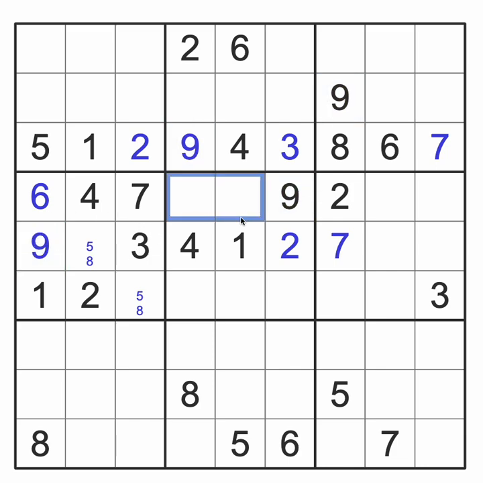And now this 6 blocks these. This 6 and this 6 blocks these. Gives me 6 here. And this 6 blocks here. This 6 blocks these. This 6 blocks here. Gives me 6 here. So this can only be 5 or 8 because that's what's missing from this row. And now this 6 blocks these. This 6 blocks these. This 6 blocks here. That gives me 6 here.